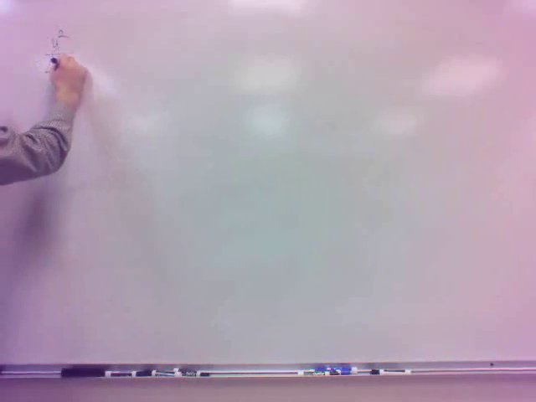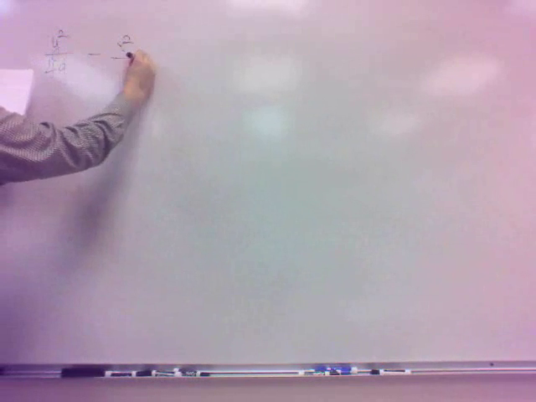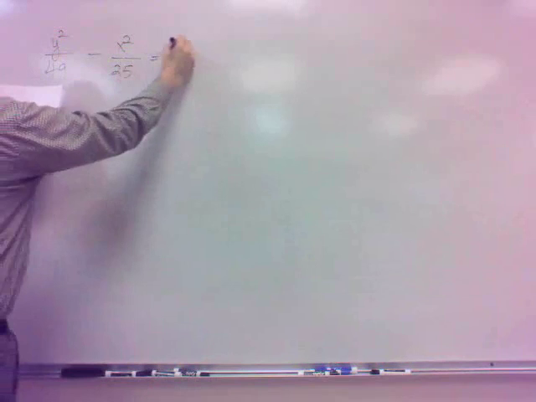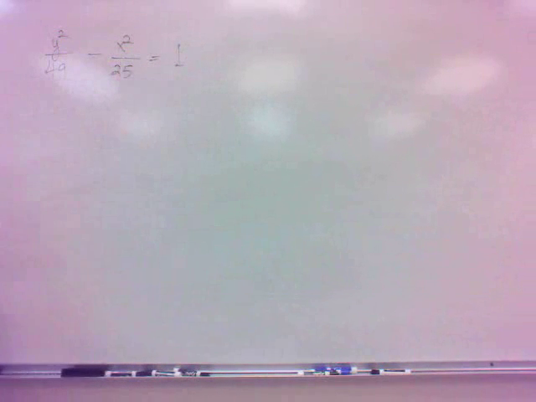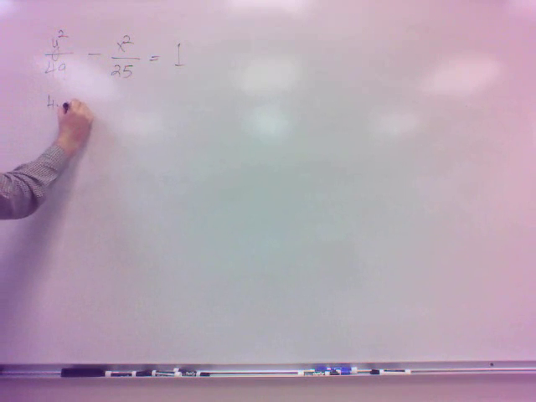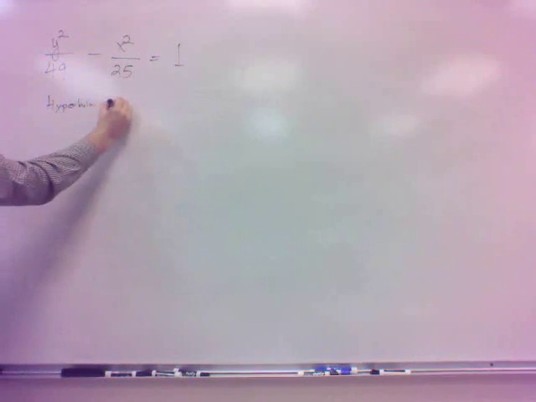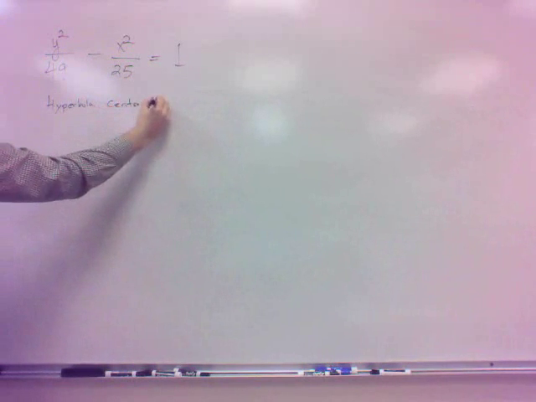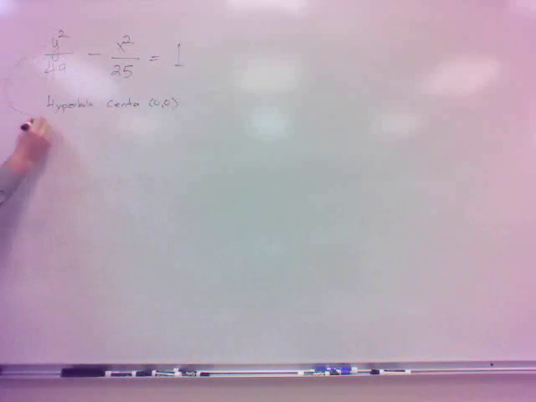y squared over 49 minus x squared over 25 equals 1. Definitely in the hyperbola format. And it's not shifted, so centered at 0, 0. However, because the y squared is first, what does that tell me? The branches are up and down, right? Upper, lower branches.